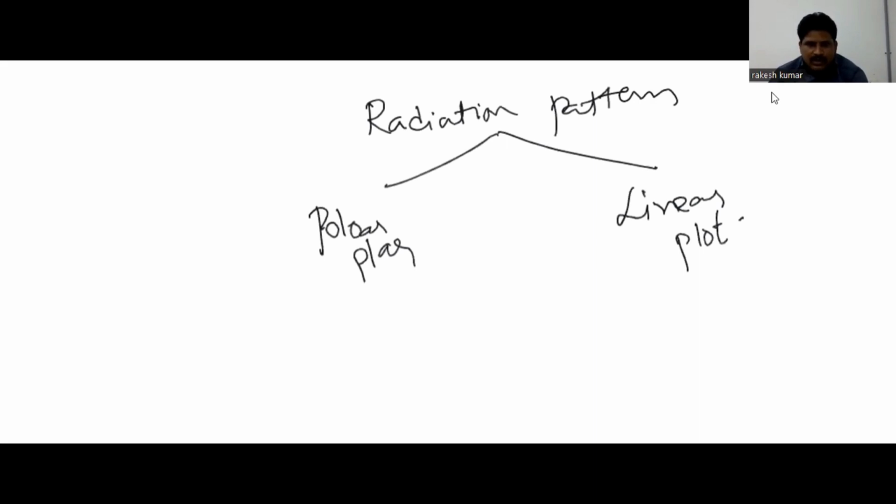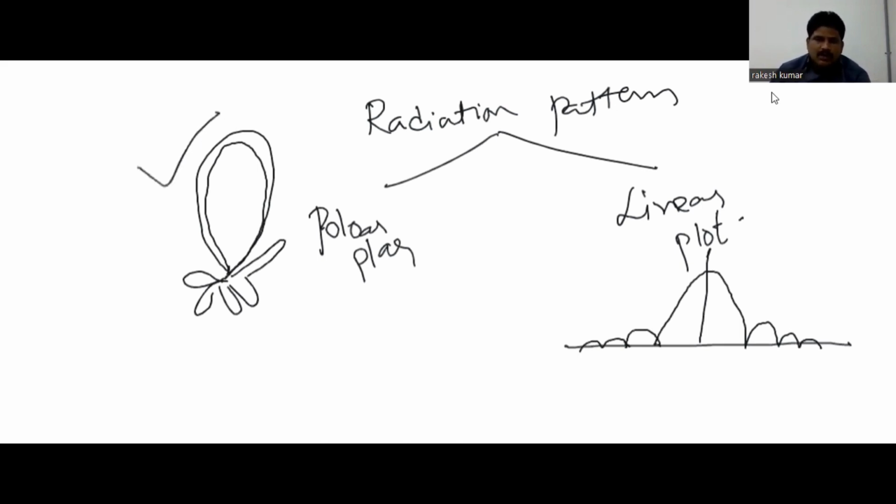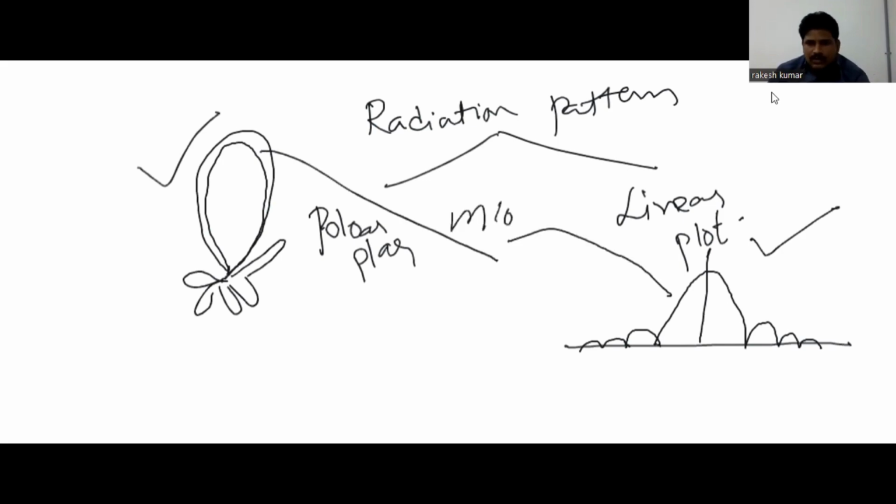Polar plot means the radiation will be like this. This is our major lobe, and these are all our minor lobes. What is meant by the linear plot? Linear plot means like this. This is the major lobe, and all the remaining are minor lobes. So this is the representation in polar plot, and this is the representation in linear plot. In this plot and in this plot, these two are major lobes.